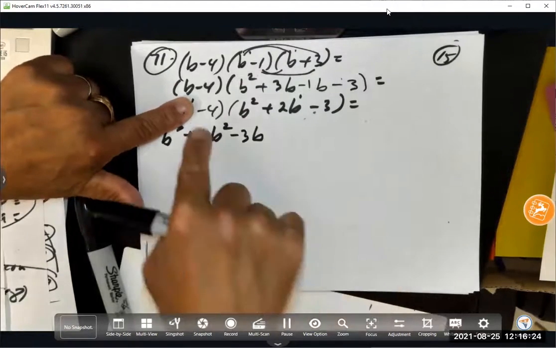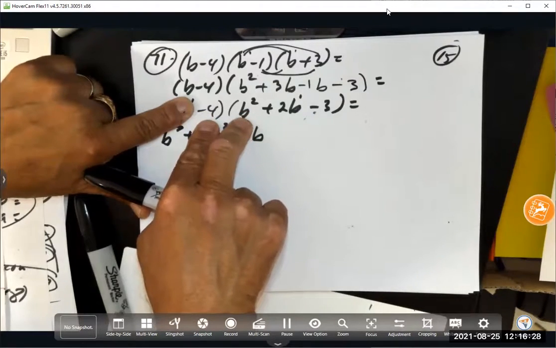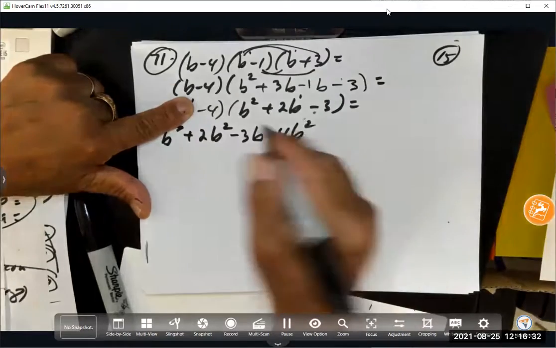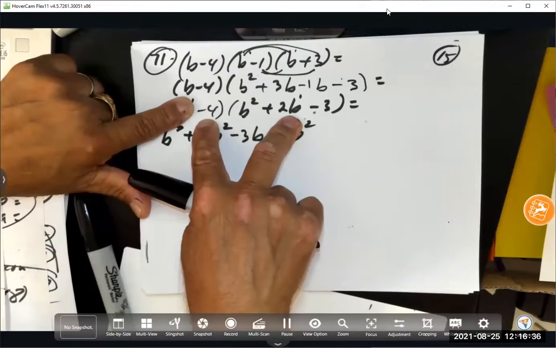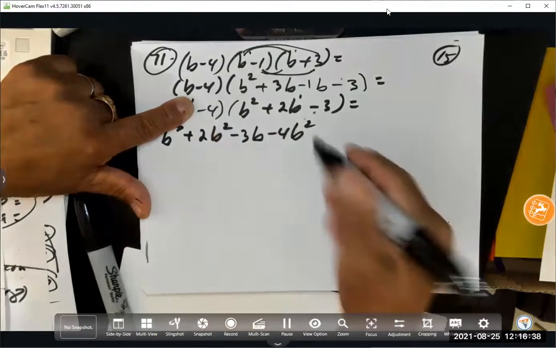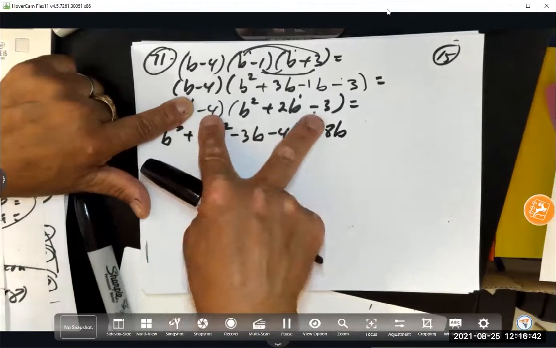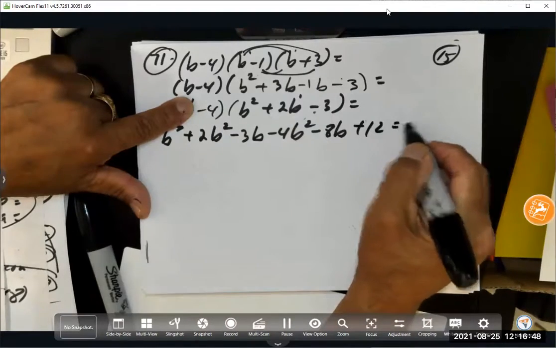Now next one. Negative 4 times B squared. Negative 4B squared. Yep. And negative 4 times 2B. Negative 8B. And negative 4 times negative 3. Positive 12. Yeah, okay, so now I have all this stuff in front of me.